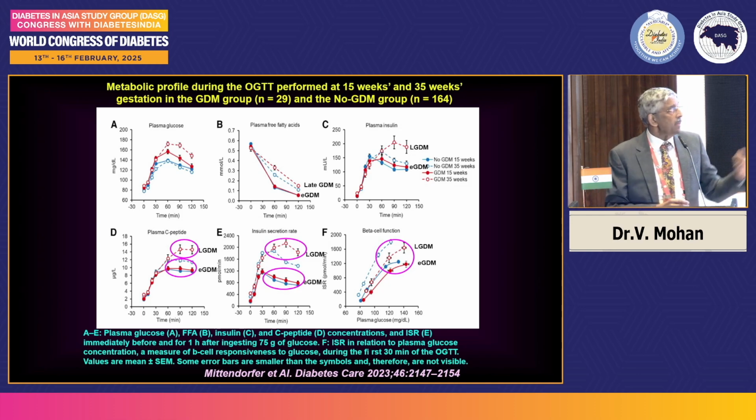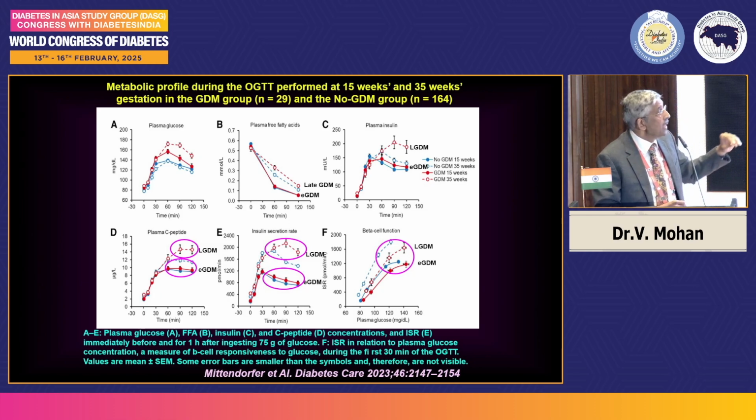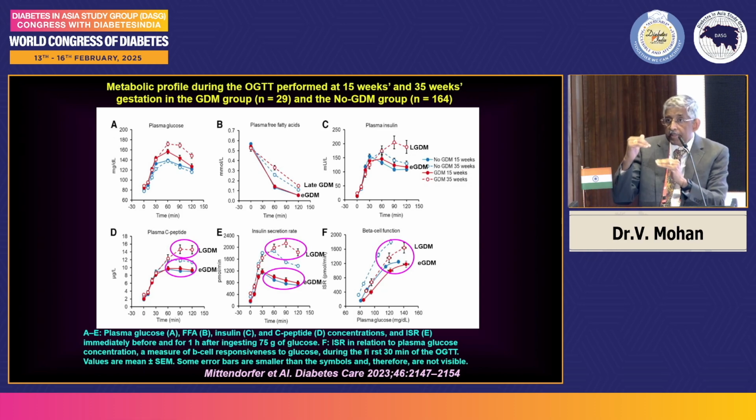L-GDM is late GDM and E-GDM is early GDM. This is a separate paper. This is a Western study. But you can see that whichever parameter you take, the early GDMs have less insulin secretion.